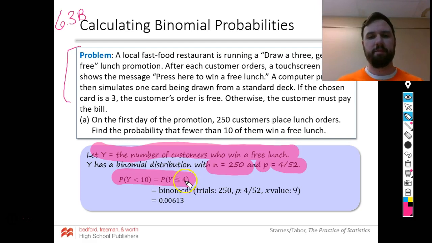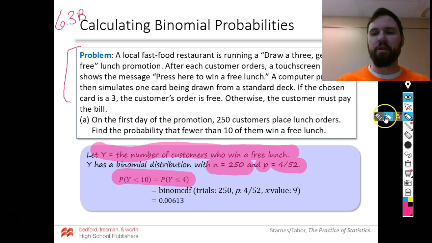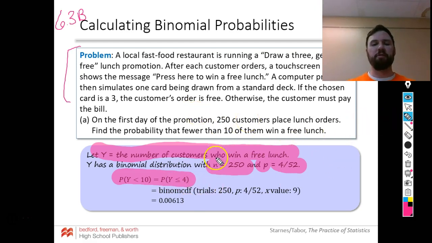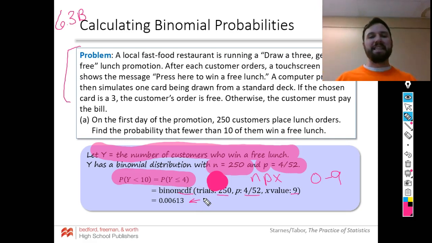Alright. So we're going to go right to the calculator. Binomial CDF. For this example, there's 250 trials. That's my probability. Looking for 9, and we're doing CDF because that will give us 0 through 9, that's less than 10. When I plug it into my calculator, I got 0.00613. Don't forget this is in distributions.